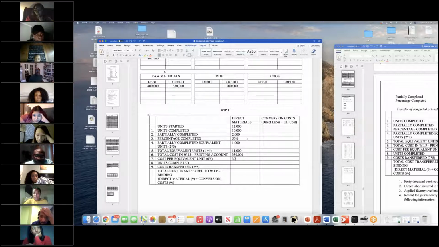The units complete were 10,000. And so therefore, we're going to be transferring 30 times 10,000. We're going to be transferring $300,000. Dollar sign in here. We're transferring 300,000 of the 330 out. Are there any questions?